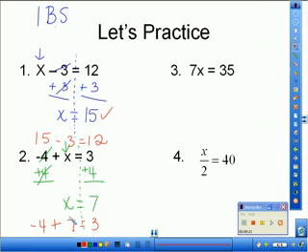Right here, you need to remember your integer rules. If the signs are different, if they're not the same, then you need to subtract the numbers and keep the sign of the larger number. So 7 minus 4 is 3. We're going to keep the positive because the 7 is bigger. So your answer is positive 3, which it is. So we know that the answer is x equals 7.